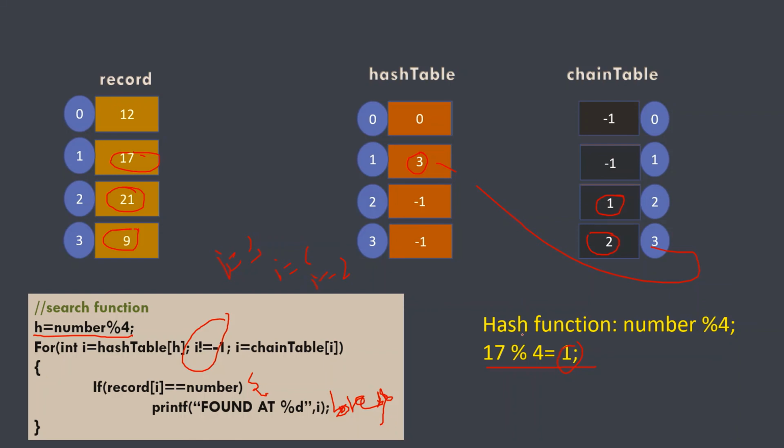But suppose we are searching for, say, 25. In that case, we will go for i is equal to chain table of 1 one more time. When we go to 1, we will find -1. When we find -1, it means there are no further entries having the hash value of 1. So our loop will terminate and we'll come out of the loop and say that 25 is not in the record. So this is how we can implement the search function. So that's all for today. Thank you.